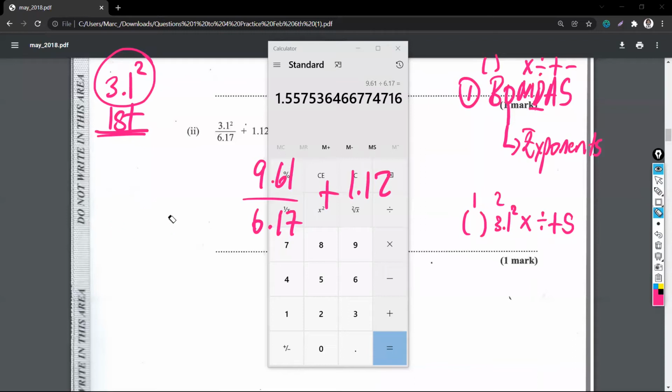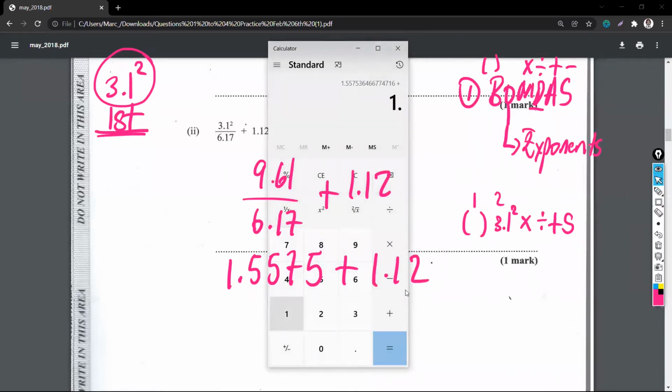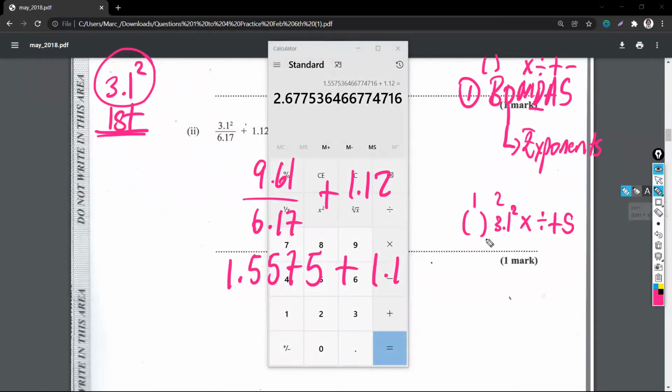So, let's just use 4 decimal places. Sorry about that, guys. 1.5575. And we're going to add that to 1.12. Make sense? So we're going to add 1.12 to that. And the answer should be 2.6775. Cool. And that's the answer.